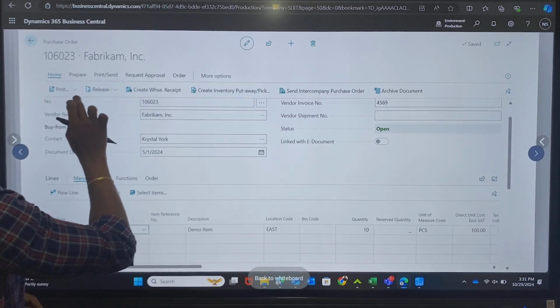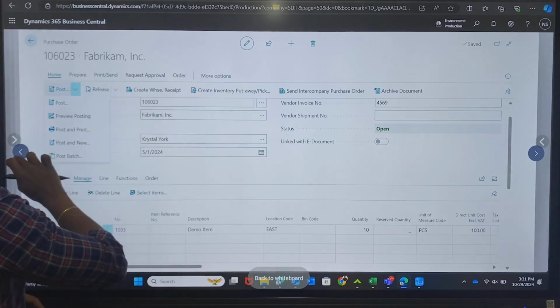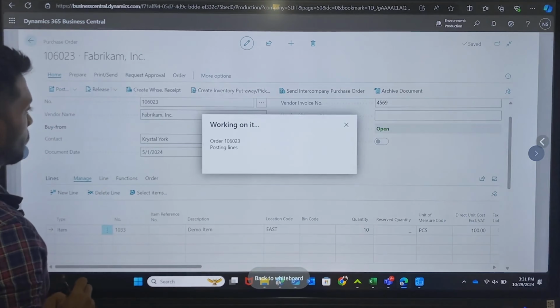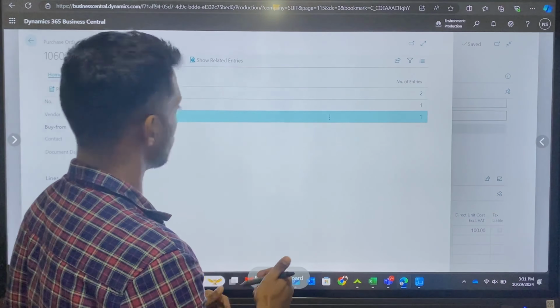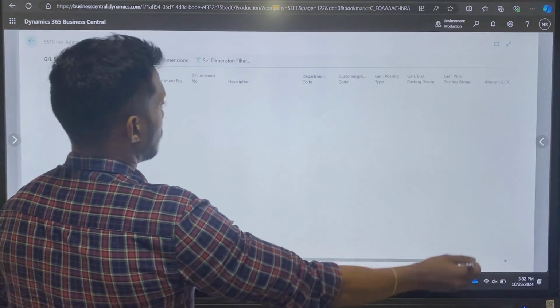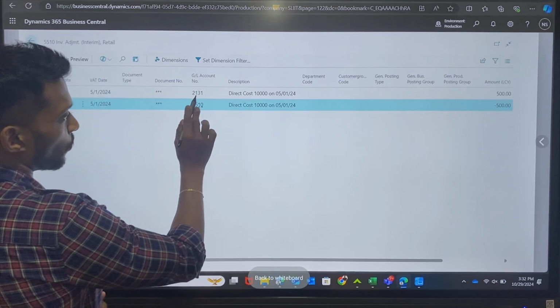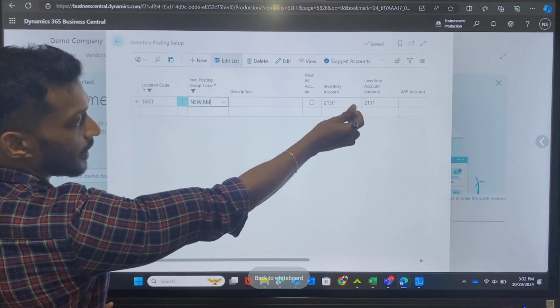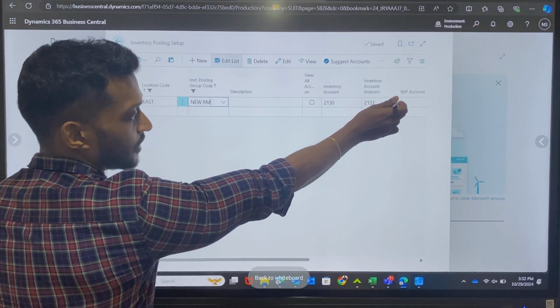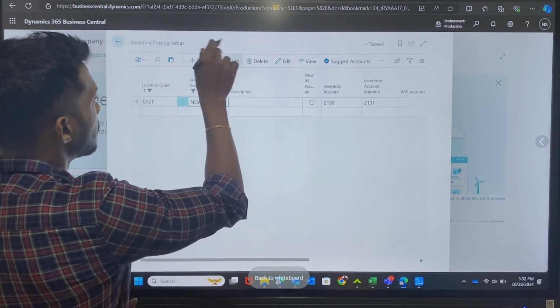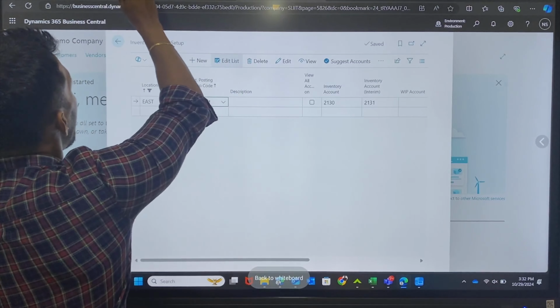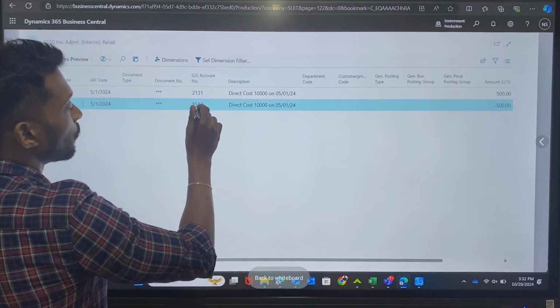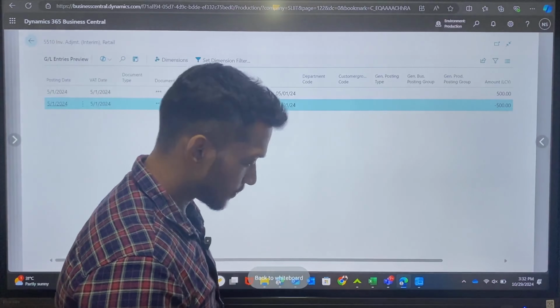If you see this double entry, once you preview that, you can see this GL account 2131. If we go to the inventory setup, you can see I have set up the 2131 account under raw material, as well as 5510. What is this? Let's go to Excel.